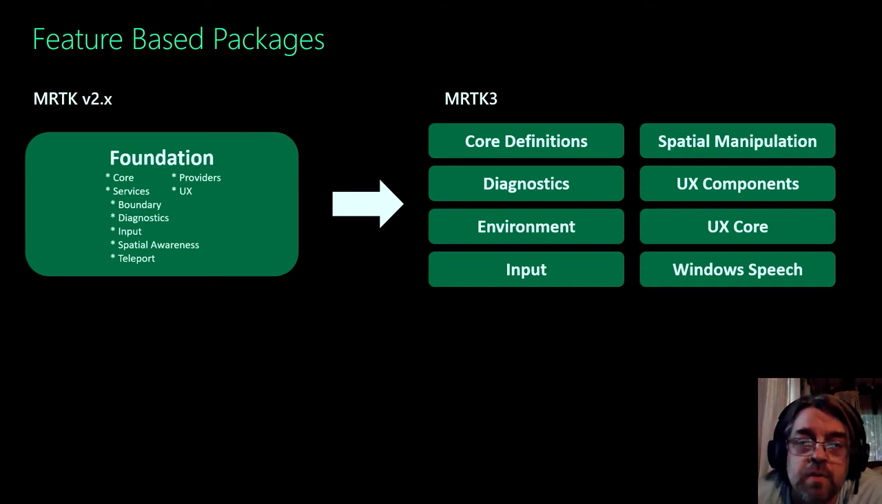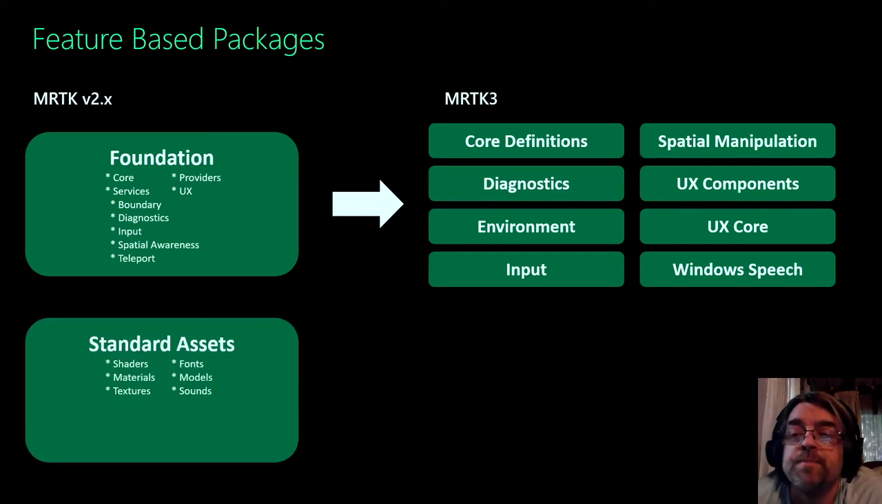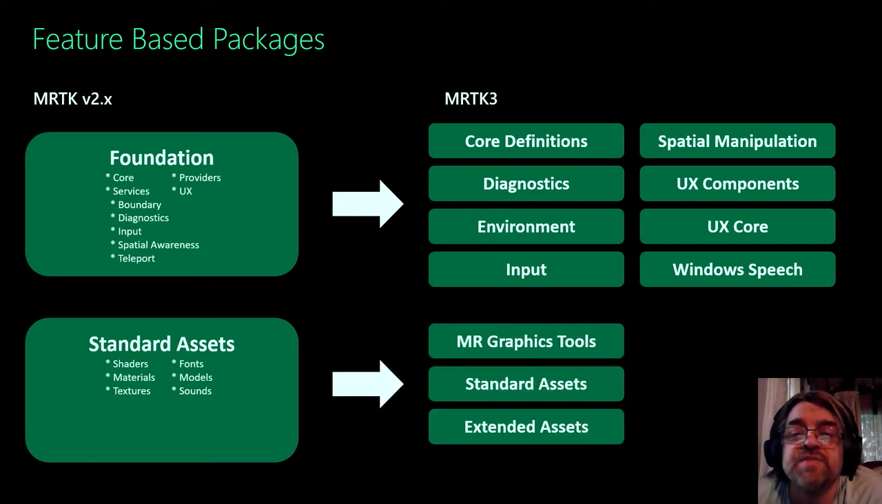It is important to note that while the core definitions package is required by all of MRTK3, it has been intentionally kept very small, containing only common type definitions and a very few shared utilities to enable loose coupling and support for expanding functionality via optional packages. Similar to the Foundation, the standard assets package has been slimmed down and split into 3, with the Mixed Reality Graphics Tools package containing updated and much improved shaders.